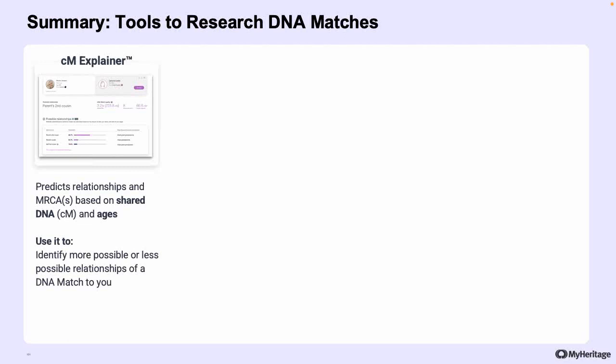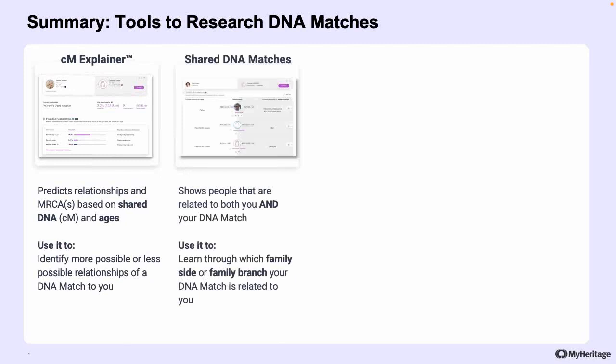Look at the probabilities and the likely and less likely relationships we were able to find based on the shared DNA and ages. Next up, we saw the shared DNA matches. The shared DNA matches in the review match page show you the people that are related to both you and your DNA match, and you can use that to learn through which family side or which family branch your DNA match is related to you, as we saw in the earlier example.